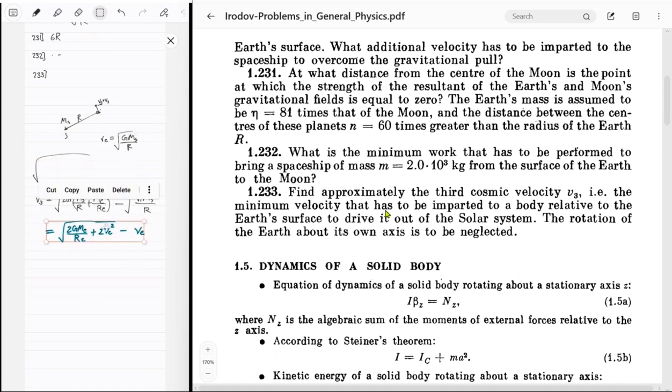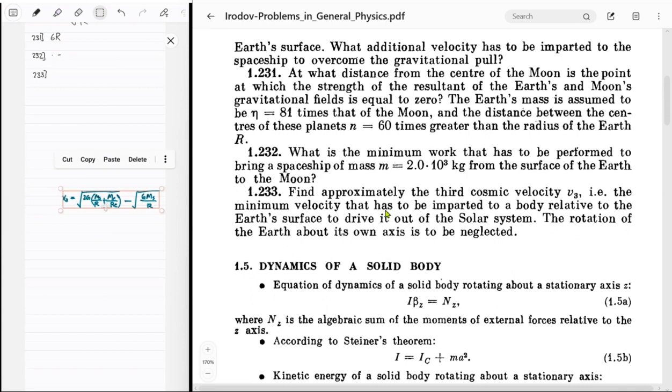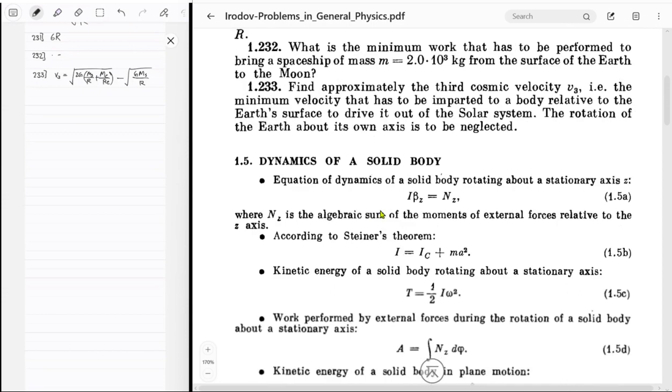I think this is the better thing to do, instead of all that V escape and stuff. Yeah, so velocity of Earth. So V is not V escape. It is velocity of Earth. Okay. 233 done. So to the next section.